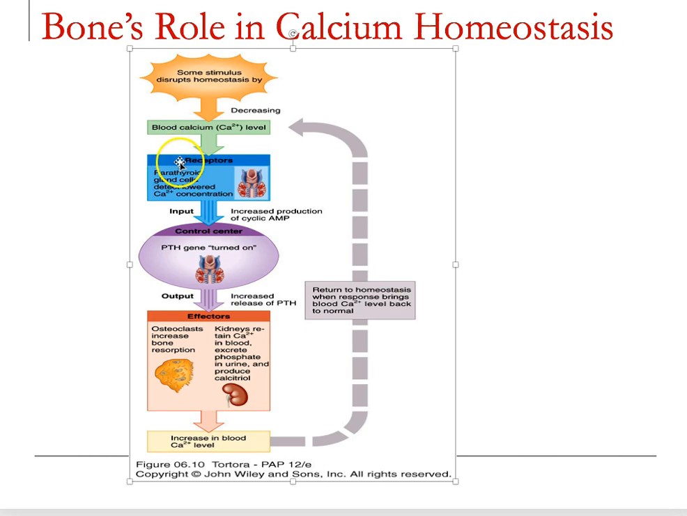There are a series of receptors located inside the parathyroid glands that detect changes in concentration of calcium. They have detected that there are low calcium levels, and therefore, inside those cells, they're going to turn on the parathyroid hormone gene, and the gene is going to release parathyroid hormone.